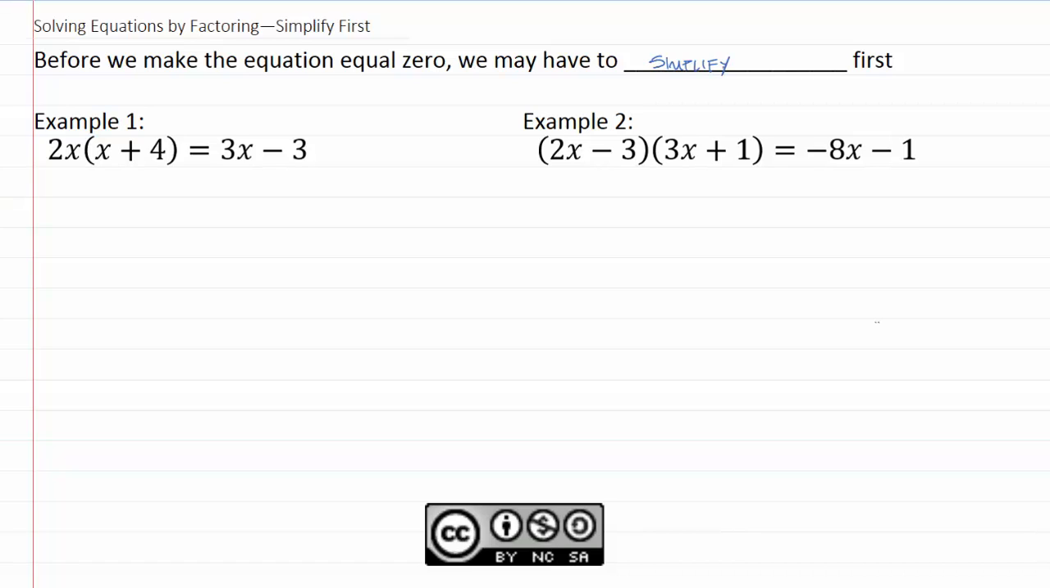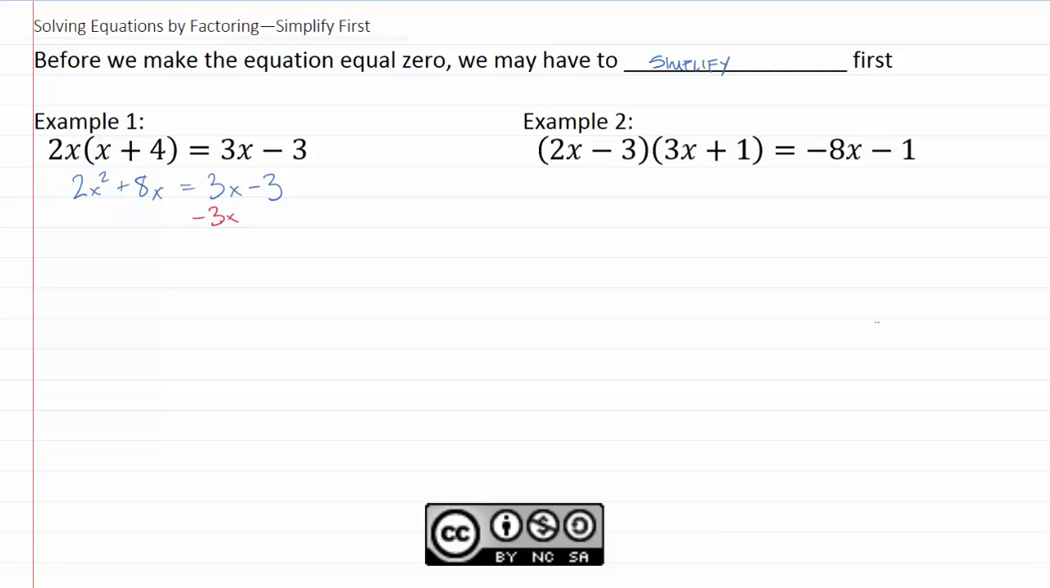For example 1 here, we see that we have a parenthetical. The logical thing to do is to use the distributive property. So we'll get 2x squared plus 8x equals 3x minus 3. Then, as with what we've been doing, we want to clear out one entire side, and we want this term to be positive. It already is, fortunately. That makes our lives a little easier.